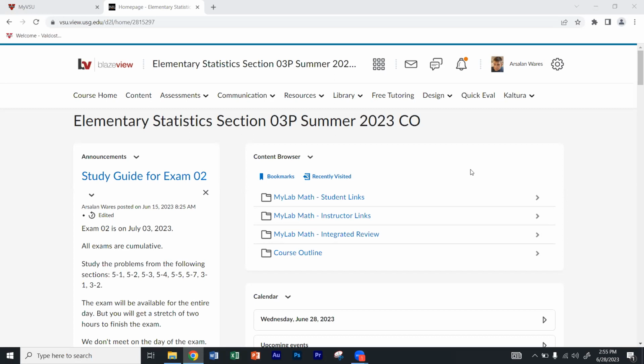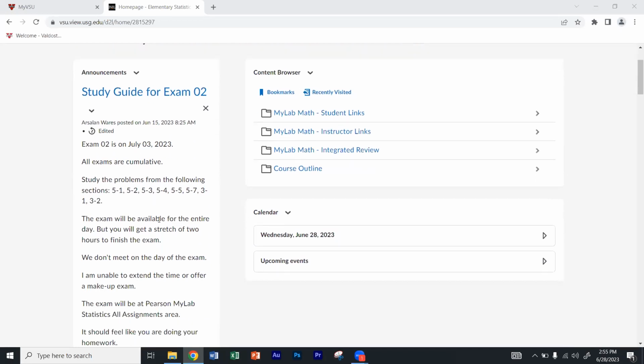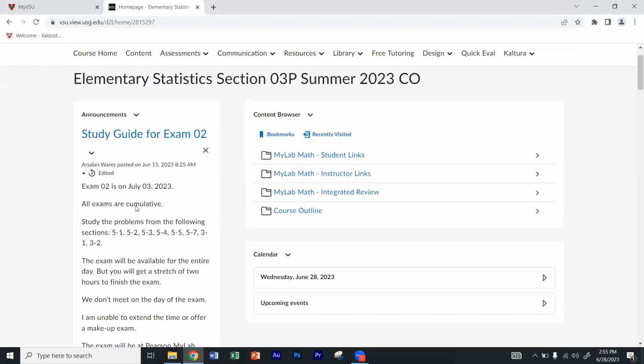A couple of things, guys. Our next exam is on July 3rd. We're gonna go over 3.2 today. I'll wrap up 3.2, and your exam will be on July 3rd. I am working on the study guide. Actually, the study guide is ready. These are the sections that I will cover, mostly chapter 5 and the first two sections from chapter 3. Now, you really want to make sure you do the work.